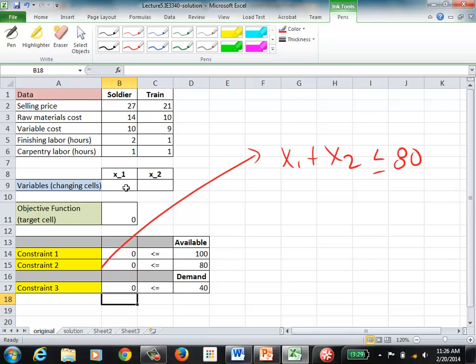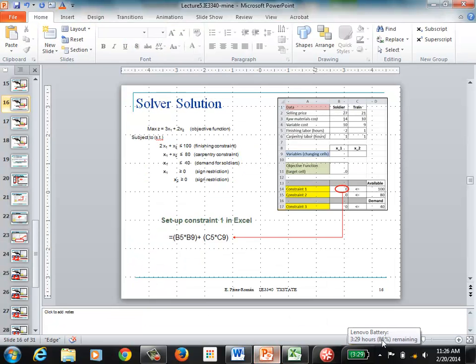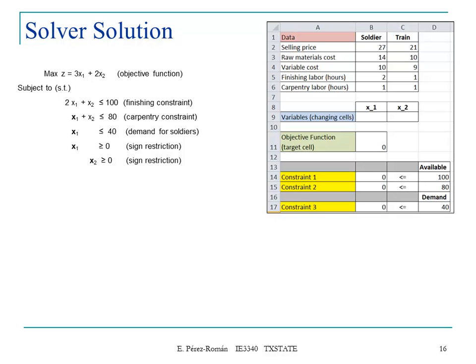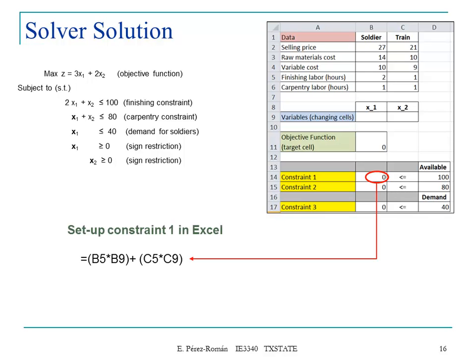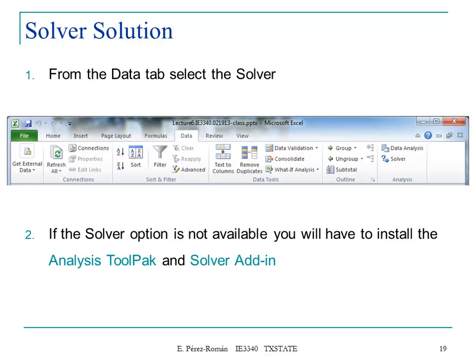So we set up the constraints. Any questions? We have our three constraints, and we already have our model ready for solver. So going back to the lecture, here we have the first constraint, the second constraint. Okay, now we're going to set up the solver.